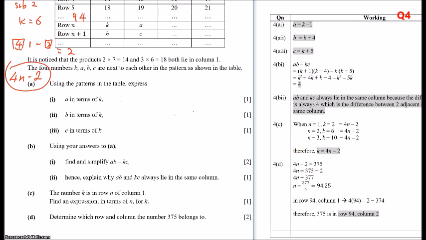So how do we know where? So the smart way is actually, if I sub 94 back into here, into this formula, 4n minus 2, I get 374, which means 374 is here. And by the law of common sense, if I want 375, then 375 is obviously here, right? Because it's plus 1, plus 1, plus 1, and that's why the answer is column 2.